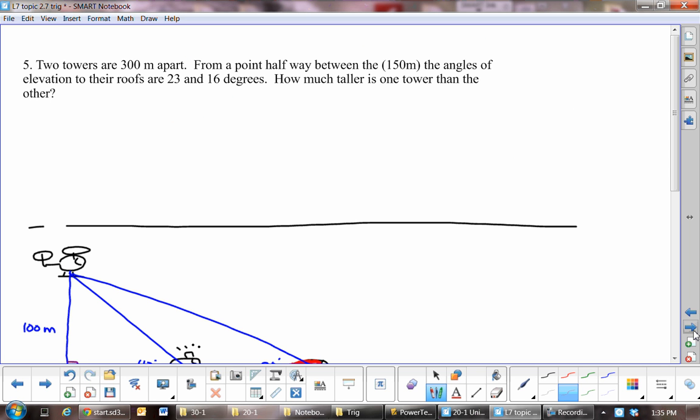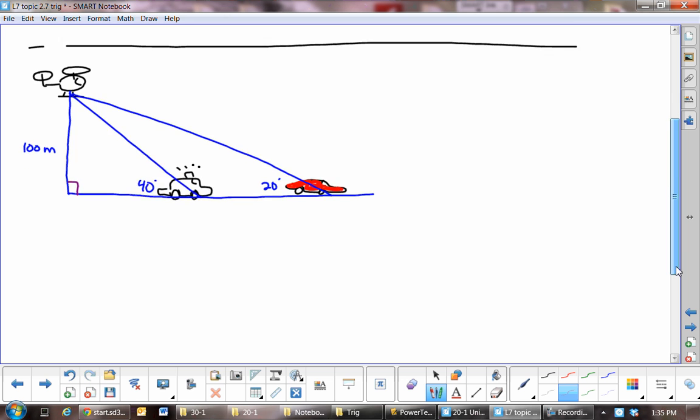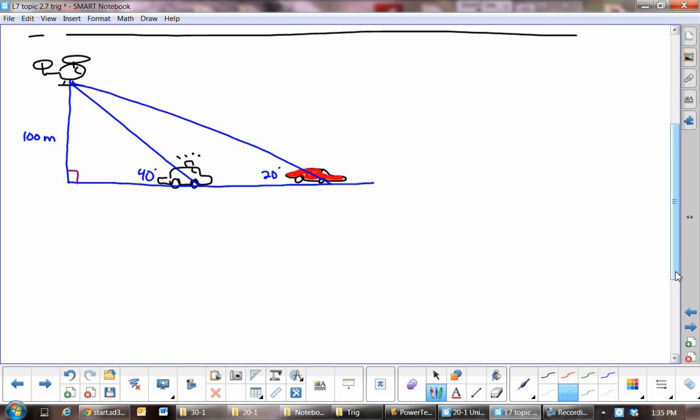Now the next one, two towers are 300 meters apart. I'm going to kind of skip that one and go to this one here. Okay. So say you've got a helicopter and the helicopter sees the police car at an angle of 40 degrees to the ground and sees the car chasing away at 20 meters to the ground. How would we find out the distance between them? So how would we find this distance?